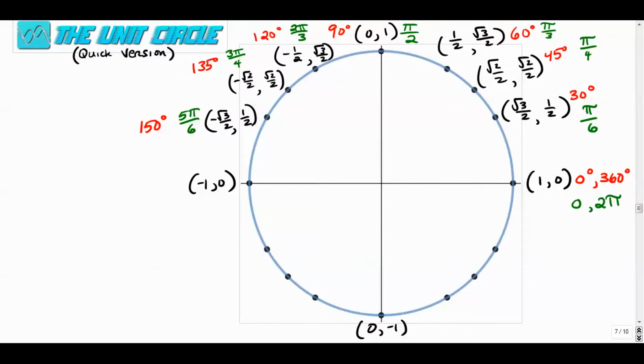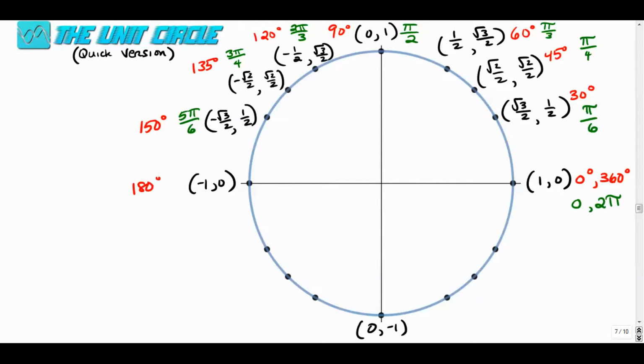Alright, so notice the nice symmetry we have as we go across the unit circle. These points are very close to each other. The x's are just negated. These points are very symmetrical. The symmetry is going to extend down this way too, which is nice. A lot of these same x and y values are going to appear again.